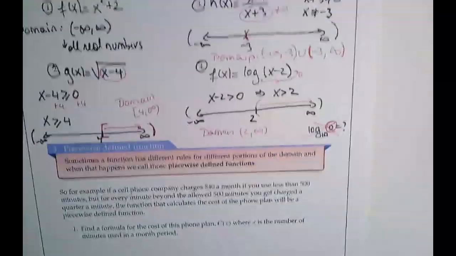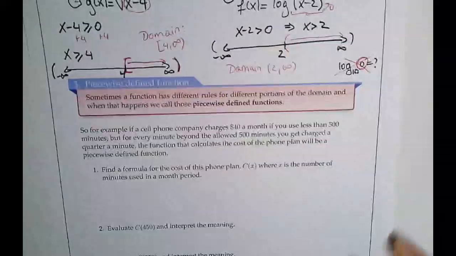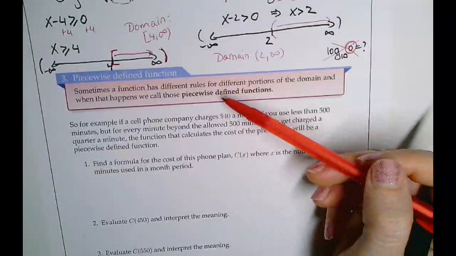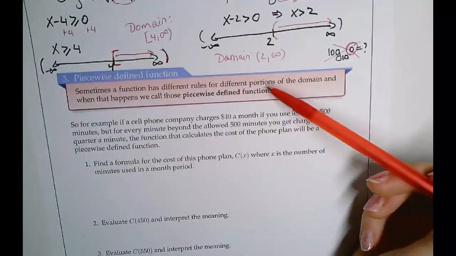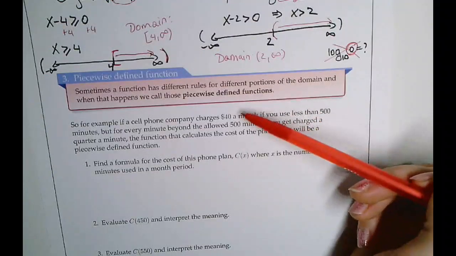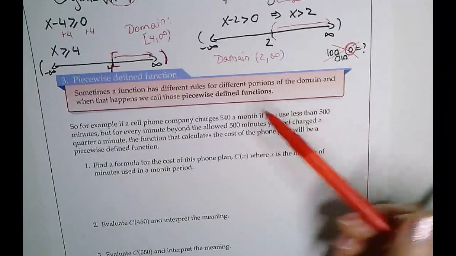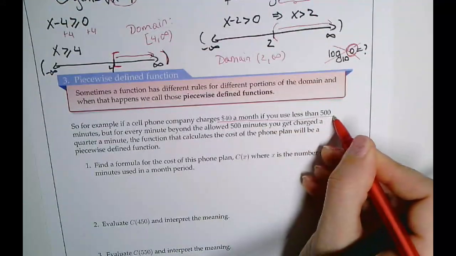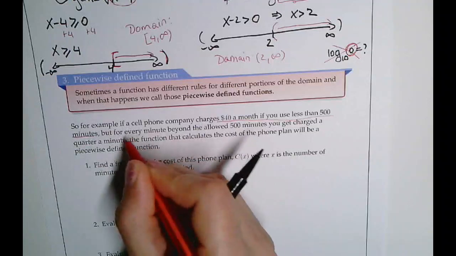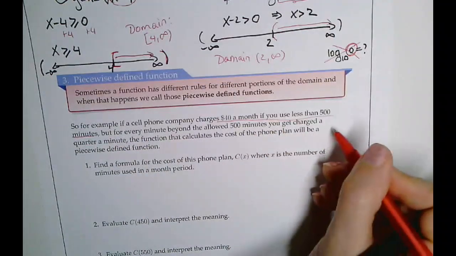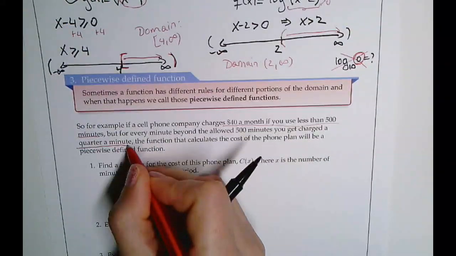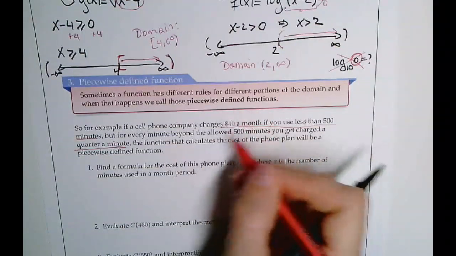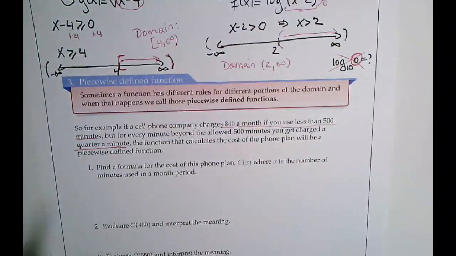All right, another type of function that you maybe have not discussed in college algebra is what we call a piecewise defined function. A piecewise defined function happens when you have different rules for different pieces of the domain. So for example, if a cell phone company charges $40 a month if you use less than 500 minutes, but then if you go over the 500 minutes, you get charged an additional quarter per minute. So there are two rules, okay? So this situation is going to be described by a piecewise defined function.